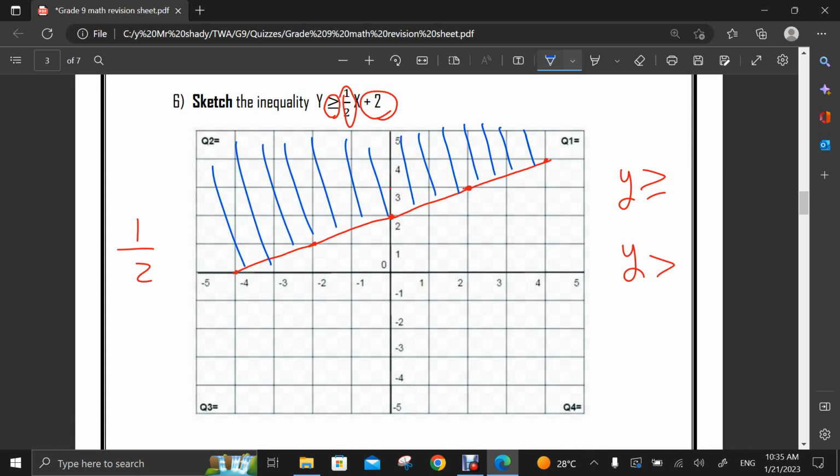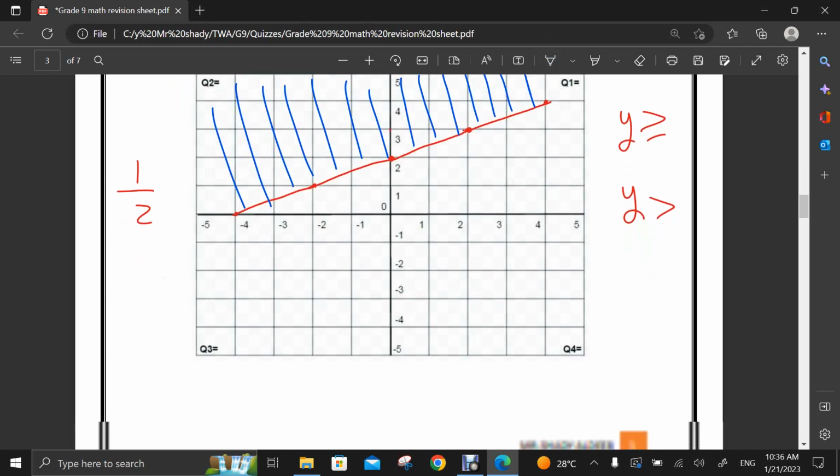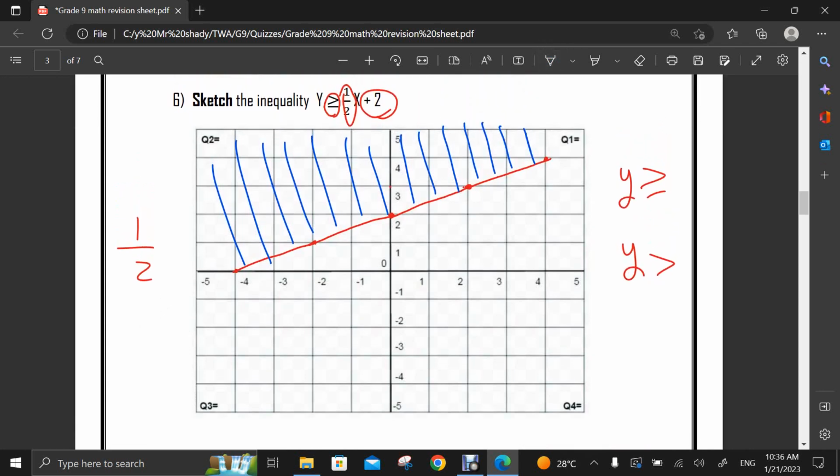Now you finished question number 6. Let's see question number 7. And by the way, because here y is greater than or equal to half x plus 2, this means that this inequality contains all points on the straight line and all points in the shaded area.